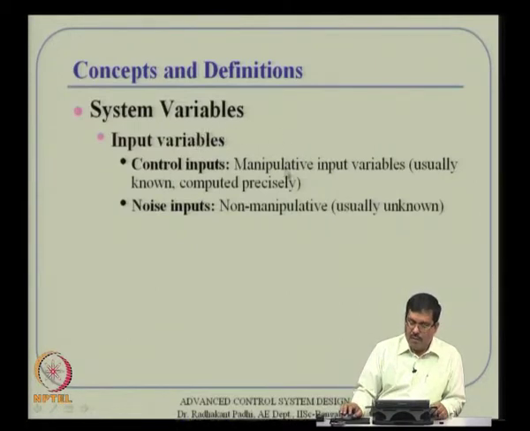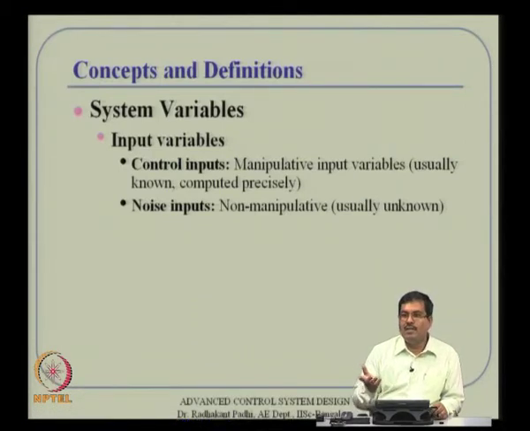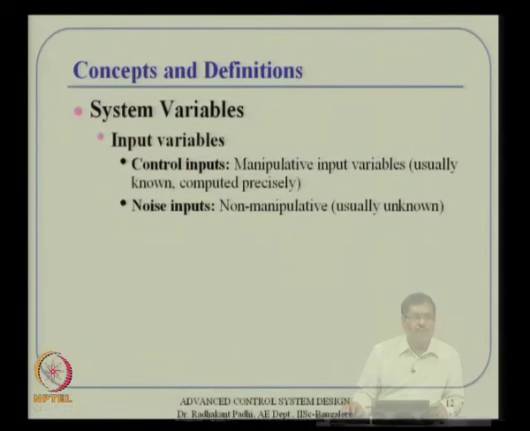So, control variables are essentially the manipulative input variables that you really want to manipulate so that your system behaves nicely. However, the noise inputs are actually inputs, but they are usually non-manipulative, they do not obey us, and they are usually unknown. That means you cannot talk about something that is known to me and that is a noise. If you really know that, then that is no more a noise. If you know any input exactly, and you know its value, then that cannot be considered a noise per se. That is how we kind of visualize that.